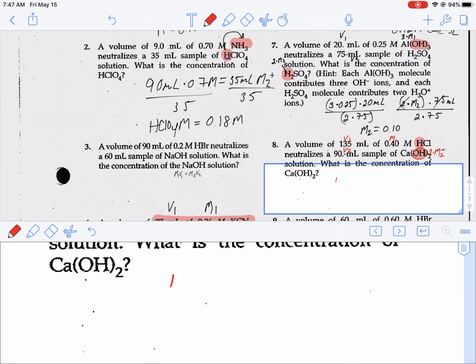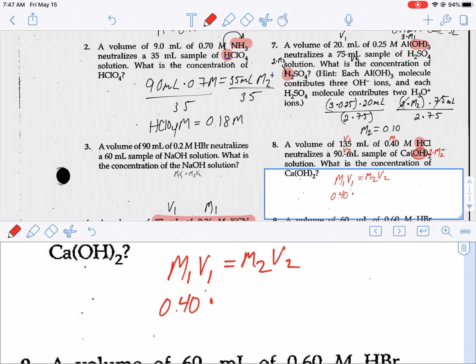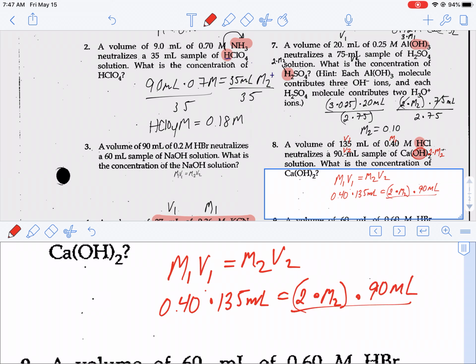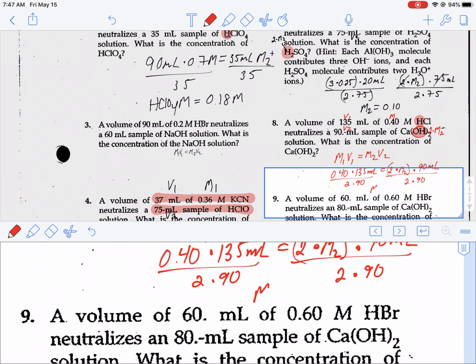So now if I look at this again, I'm going to take M1V1 equaling M2V2. My M1 was 0.40. My V1 was 135 milliliters. And this is going to equal 2 times M2, times my V2 of 90 milliliters. I'm going to divide by 2 times 90, and what I'm going to get for M2 is 0.30 molarity.